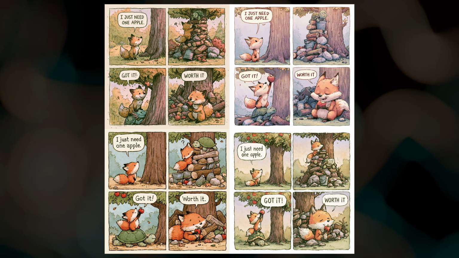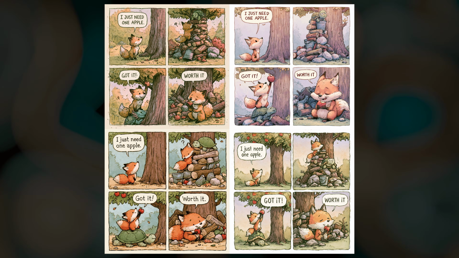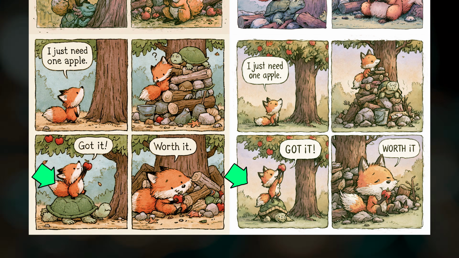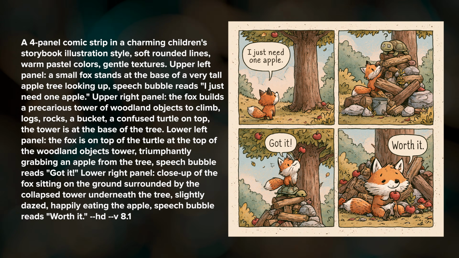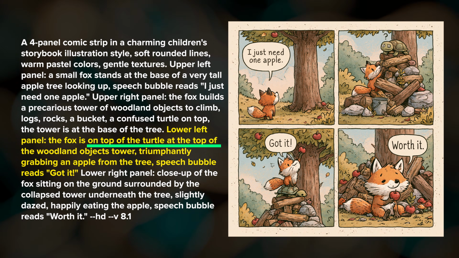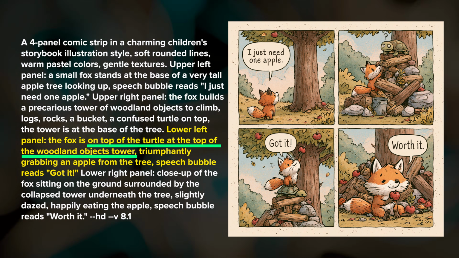So just by putting the tree into those panel descriptions, I got a lot closer and the story is making more sense. But it's still not perfect because in the lower left panel, the turtle should be on top of the tower instead of on its own. So in my final prompt, I added that the fox is on top of the turtle at the top of the woodland objects tower, and now the story makes sense across all 4 panels.